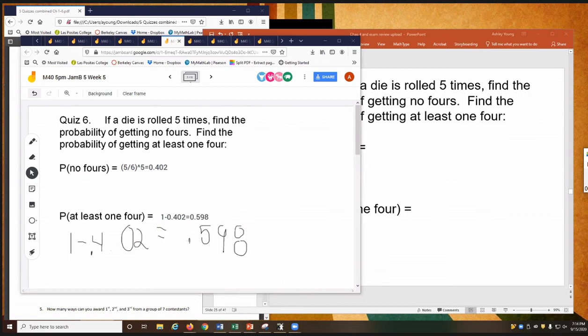So it's not a 4, and not a 4, and not a 4, and not a 4, and not a 4, and we multiply. So I'm going to multiply 5/6 by itself 5 times. You'll get 0.402. Now, remember, either you get no 4s or you get at least 1 4. Those are complements. So that means that they have to add up to 1 or 100%, which means that if I take 1 and subtract this one, I can get the other one. I can get the probability of at least 1. So that's what they did here. Perfect.